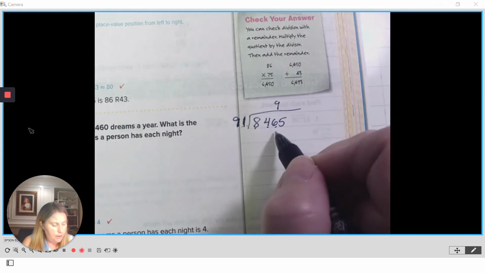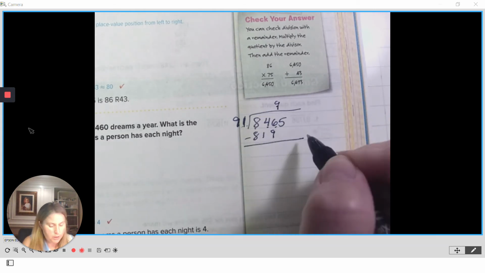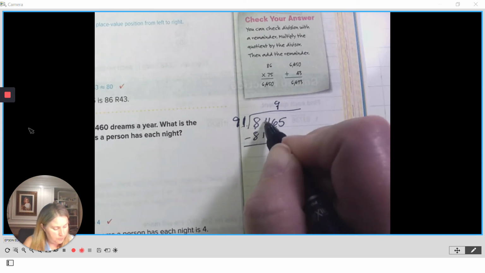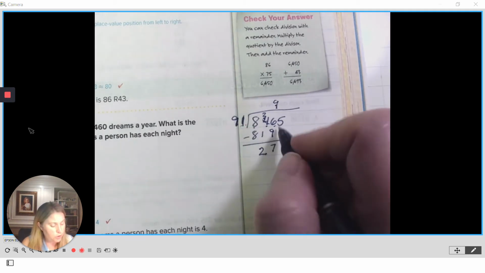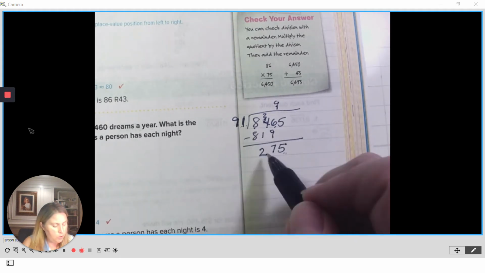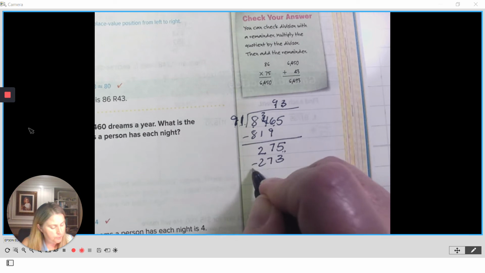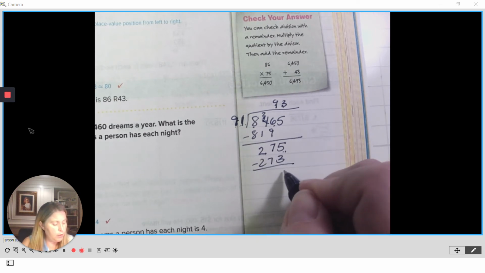9 times 1 is 9. 9 times 9 is 81. And then we subtract. We get 27, and then we bring down our 5. And 27 is less than 91, so that's good. Needs to be less than the divisor. Then 275. So how many times does 91 go into 275? Well, 9 times 3 is 27. So we'll do a 3. 3 times 1 is 3. 3 times 9 is 27. 275 minus 273 is 2. So we have 93, remainder 2.